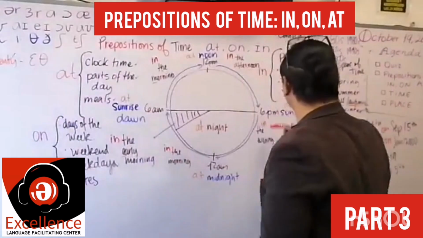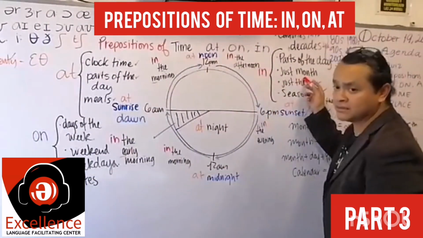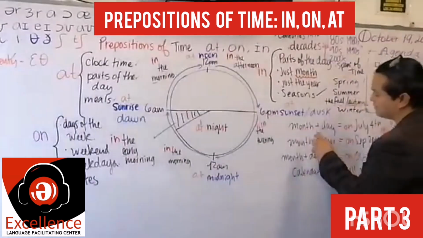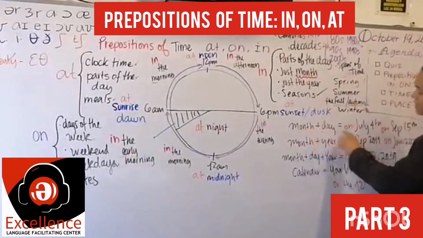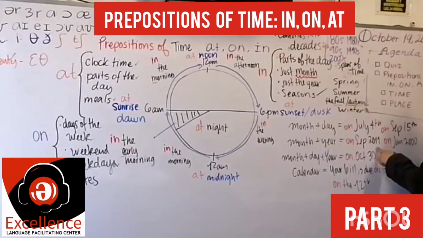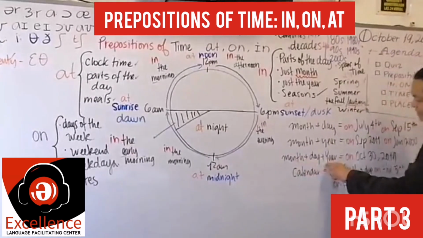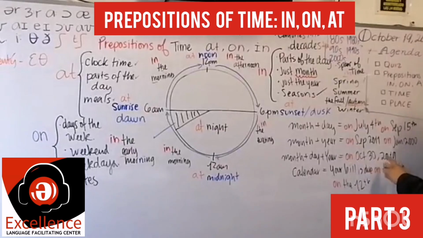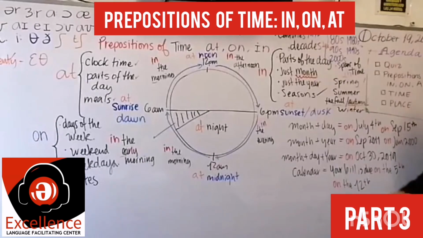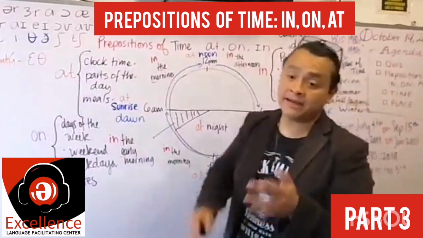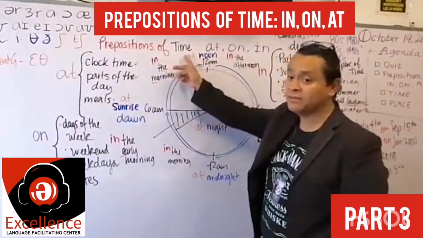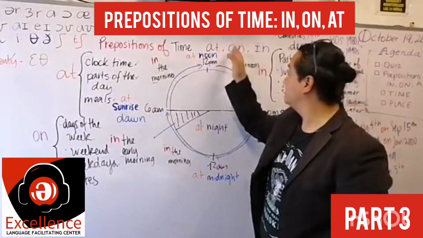Don't get confused here, because here we just use in for just a month. But we're going to use on for the dates. We're going to have month plus day: on July 4th. Month plus year: on September 2011. Month, day, and year: on October 30th, 2019. Calendar dates: for instance, your bill is due on the 5th. And that's how you use the prepositions of time: at, on, and in.